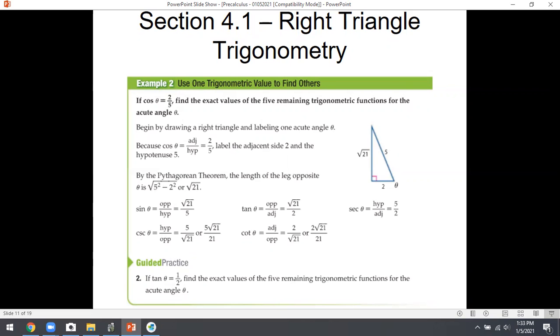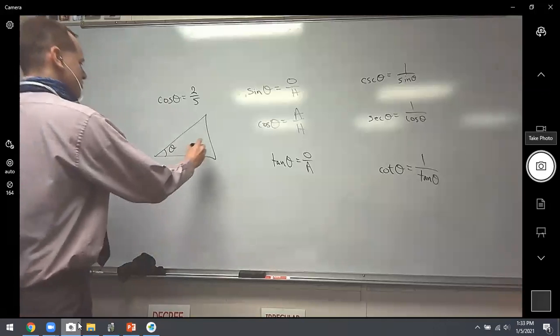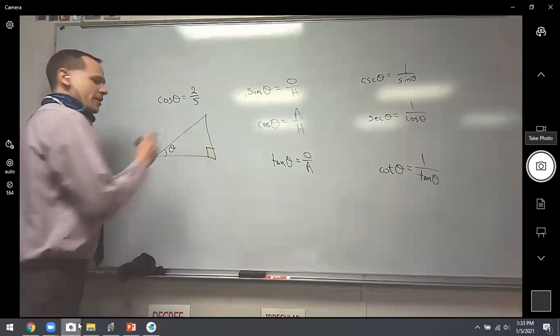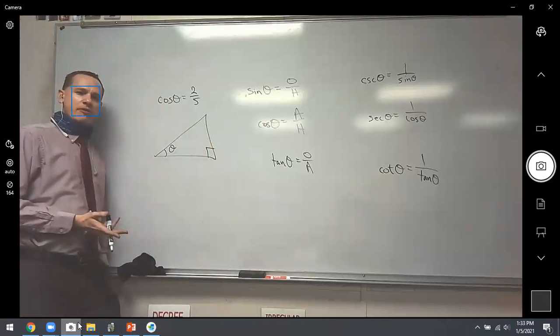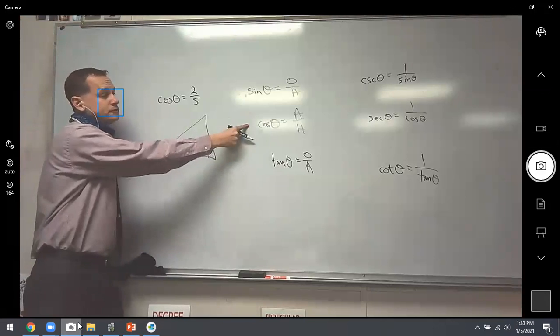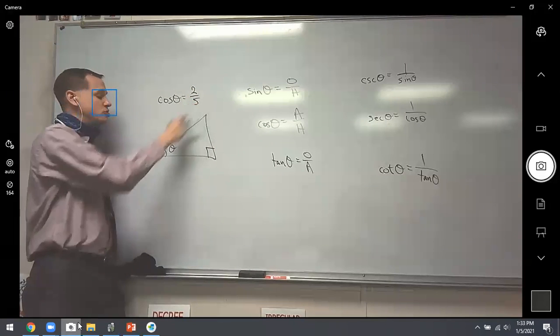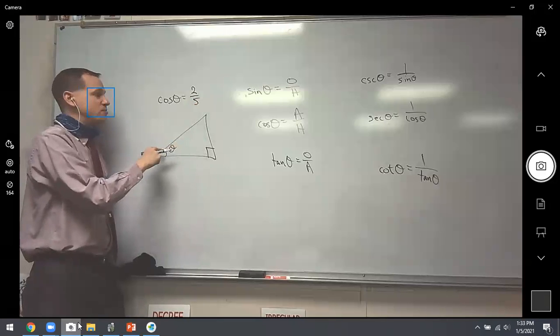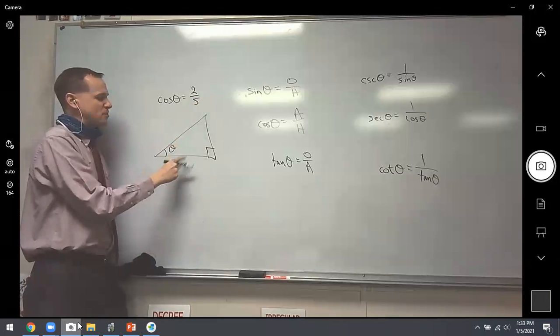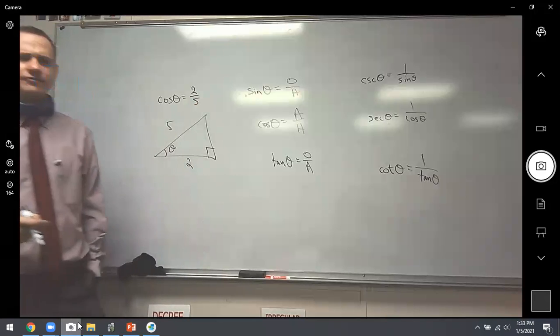I'll draw it like this. Doesn't matter. A little 90-degree symbol in here. Now, all they gave me to go off was cosine, right? But what is cosine? By definition, cosine is what? Oh, well, that must be the adjacent, and this must be the hypotenuse. So wherever you drew your angle, it doesn't matter, but the adjacent side must be 2, and the hypotenuse must be 5.